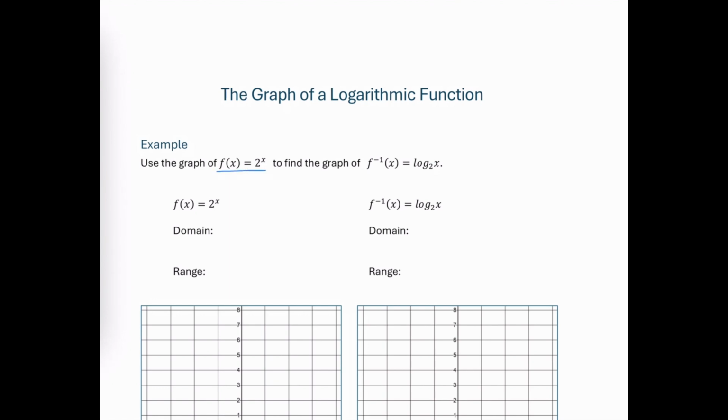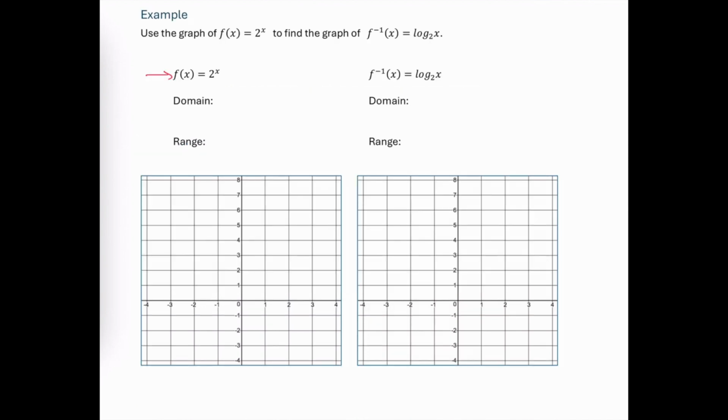We're going to use the graph of 2 raised to the x power and the fact that log base 2 of x is its inverse function to come up with the graph of the log base 2 of x. As a reminder, 2 raised to the x power has a horizontal asymptote at y is equal to 0 and a y-intercept at the ordered pair (0, 1).